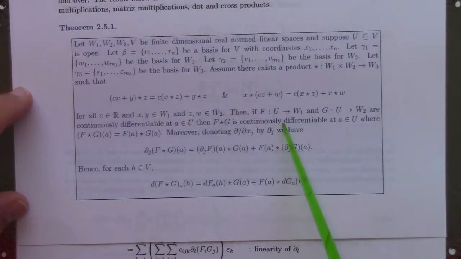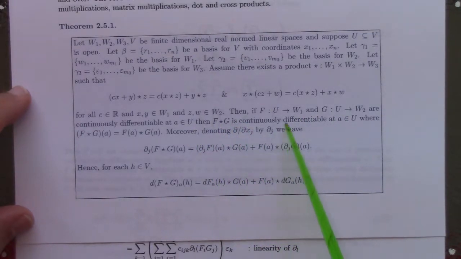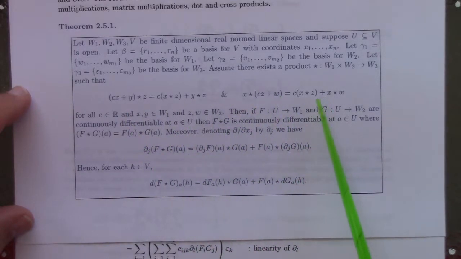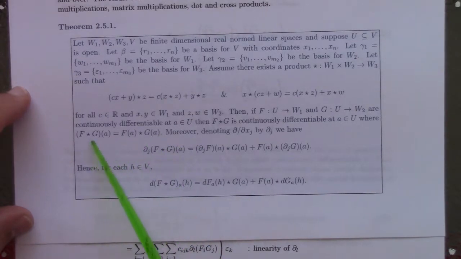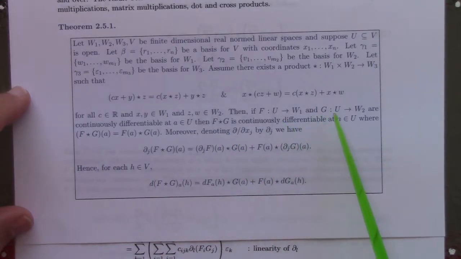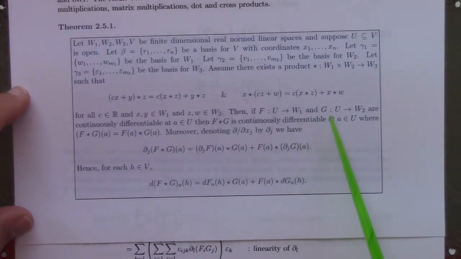So what I'm looking at then is functions that go from this open subset of V into W1 and from the subset of V into W2. So I can define their star product, if you will, pointwise in terms of this given star product. So f star g of a is f of a star g of a. Furthermore, everything up to this point has just been a setup.